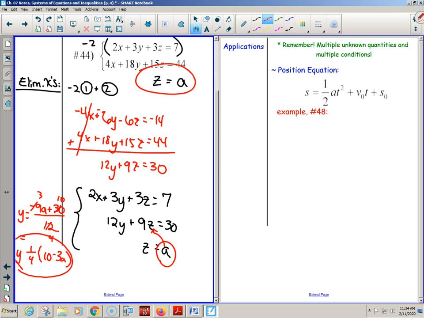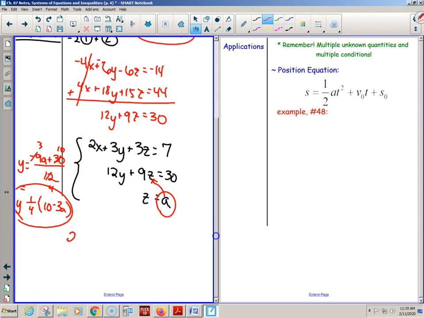Good catch though. And then we would take this and we would throw it into that first equation and say 2x plus 3 times, well, I don't know, this mess, which is a 1/4 times 10 minus 3a, plus 3z, which is 3a, equals 7. And we could get x by itself. I think you guys get the idea at least. And the reason I'm pausing is just because there's one other idea that you might see that might seem kind of confusing.